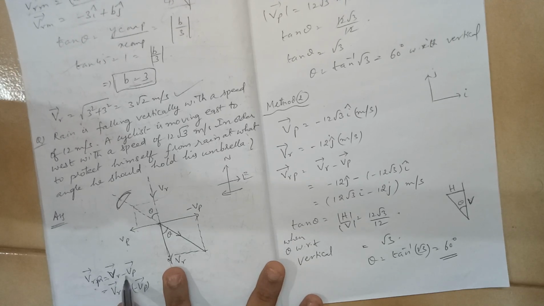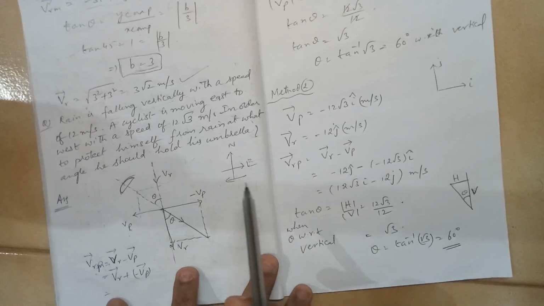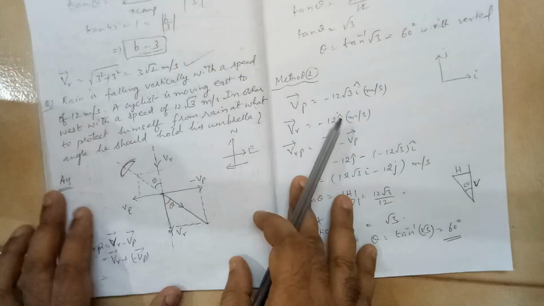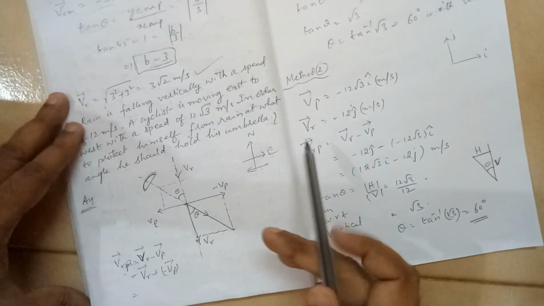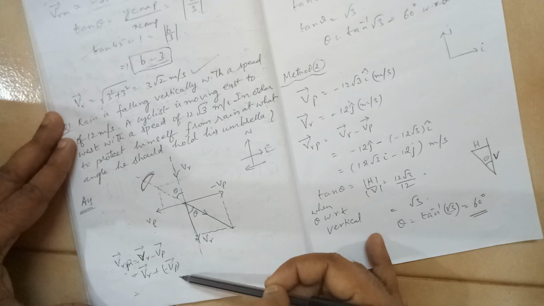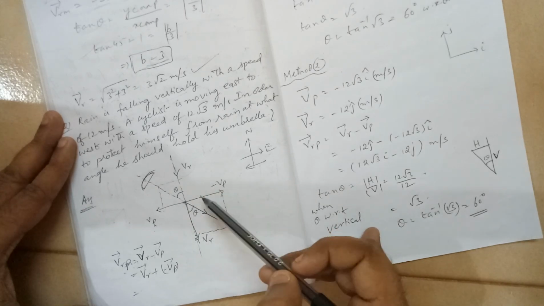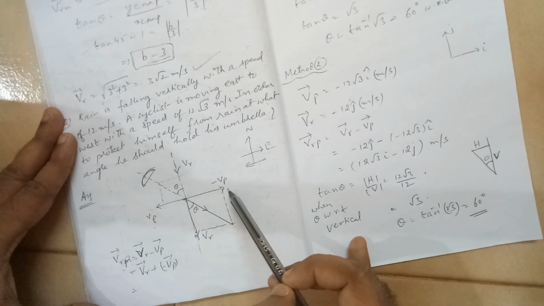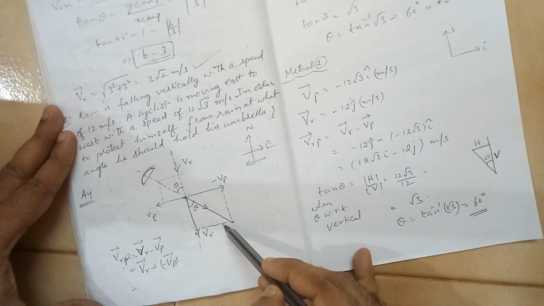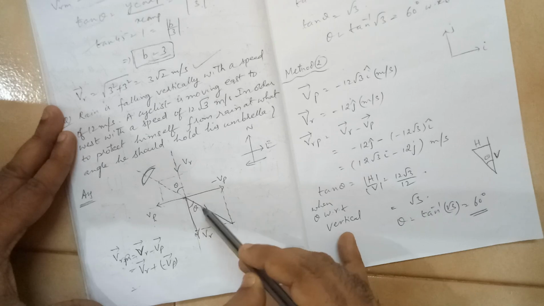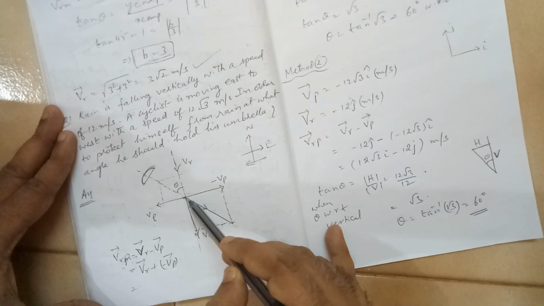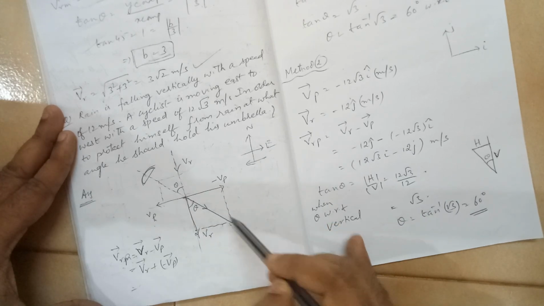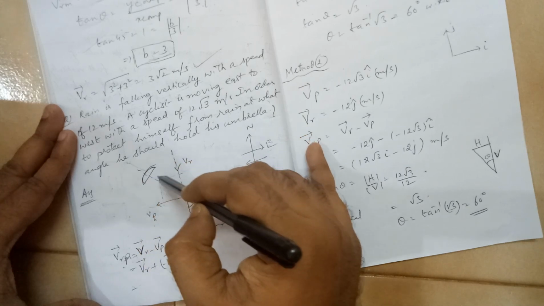So VRP will be VR minus VP. As I told in the previous question also, you cannot take the vector subtraction directly. You can do VR plus minus VP. So graphically, if this is VP direction, this will be minus VP direction. This is VR. So the resultant will be in this direction. That means the rain appears to fall in this direction.